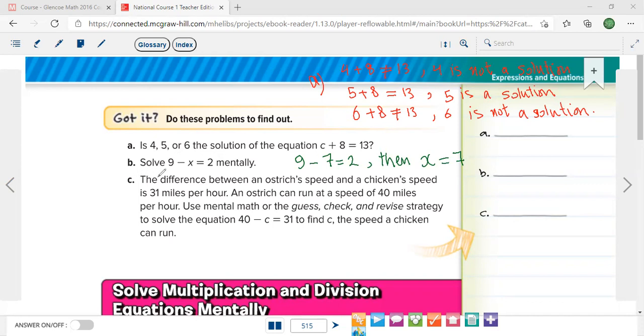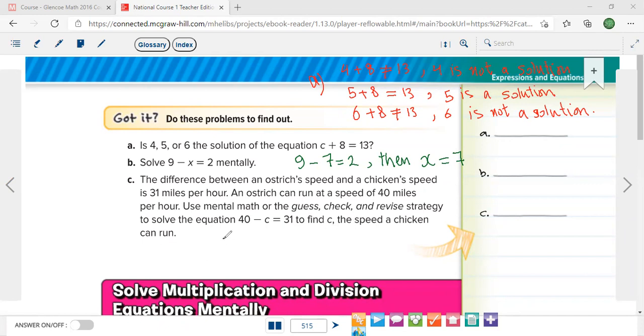Problem C. The difference between an ostrich's speed and a chicken's speed is 31 miles per hour. An ostrich can run at a speed of 40 miles per hour. Use mental math or the guess, check and revise strategy to solve the equation 40 minus c equals 31 to find c, the speed a chicken can run.